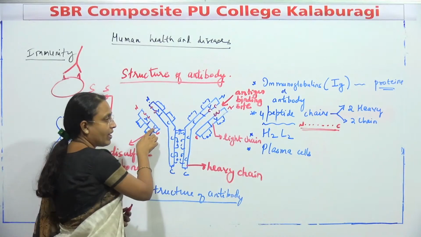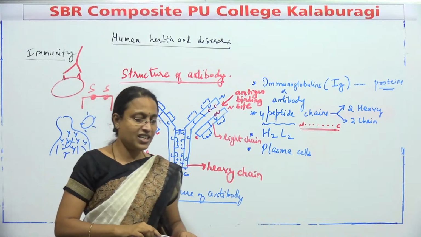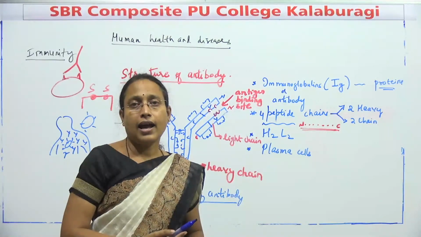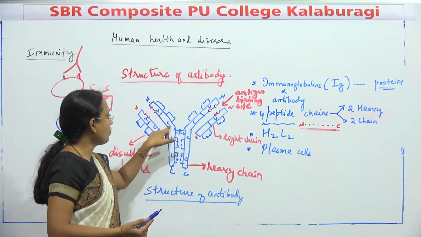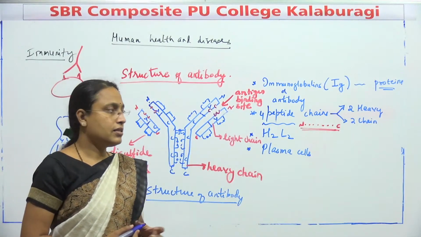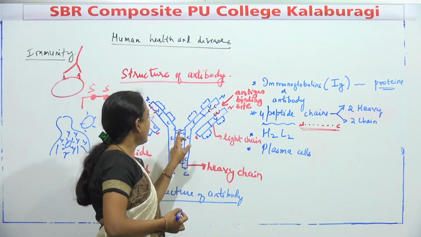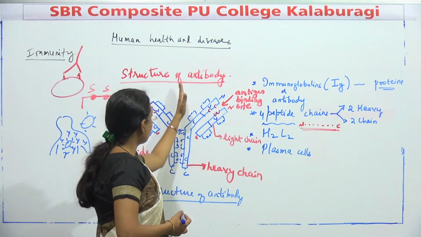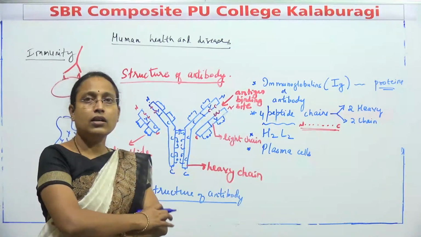Whereas this region, labeled C here, stands for constant region. These regions will be almost similar compared to other antibodies. So that is called the constant region. So variable region, constant region, variable region and constant region. So this is called antigen binding site, heavy chain, light chain, disulfide bond. And this one here, if the antibody needs to be flexible, is also called the hinge region. So this was about the structure of antibodies.